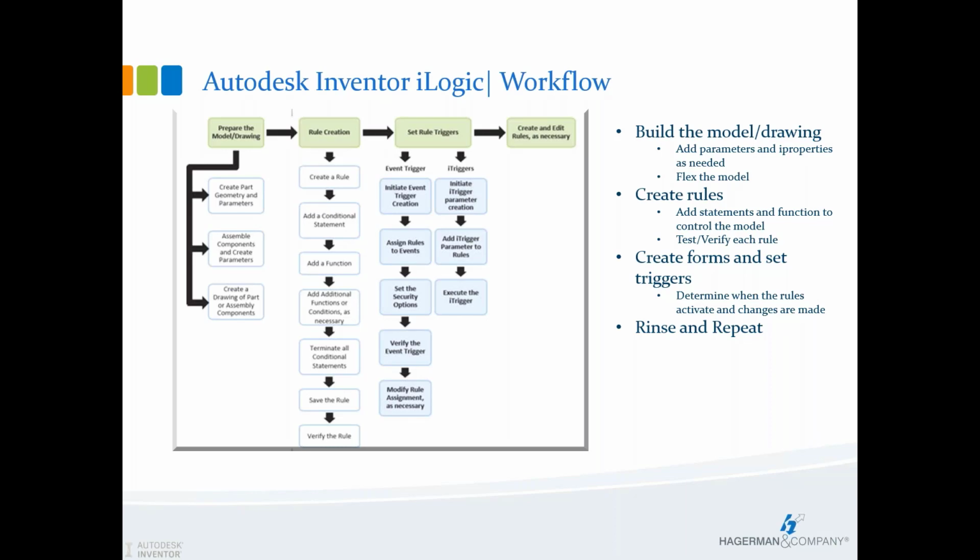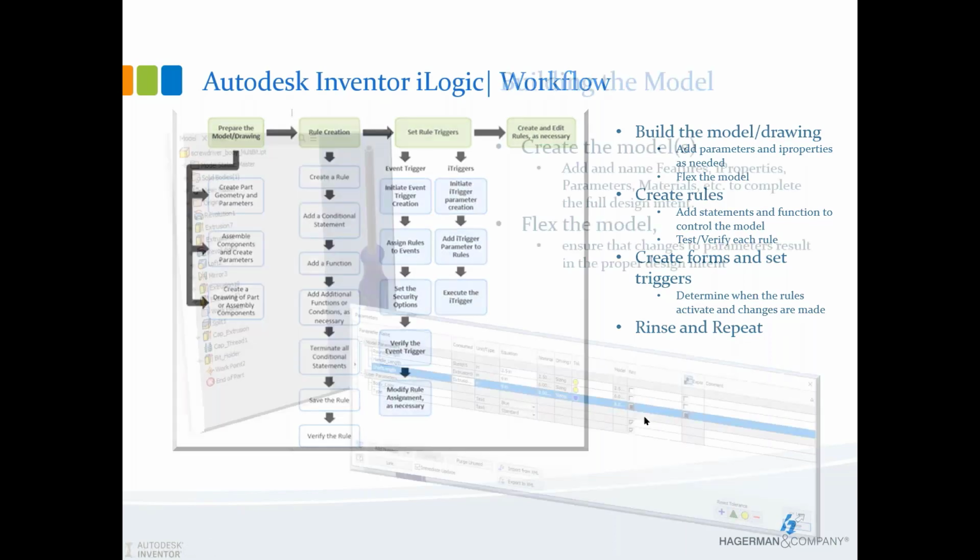Once we have it working manually, we begin to create the rules, and we're going to add statements and functions, control the model, and we're going to test and verify each rule. And this is trial and error. It really is. Once the rules are working, then we can create the forms and get those to fire under different conditions. And honestly, rinse and repeat. Just keep doing it over and over and over for each individual type of rule or change that we want to make.